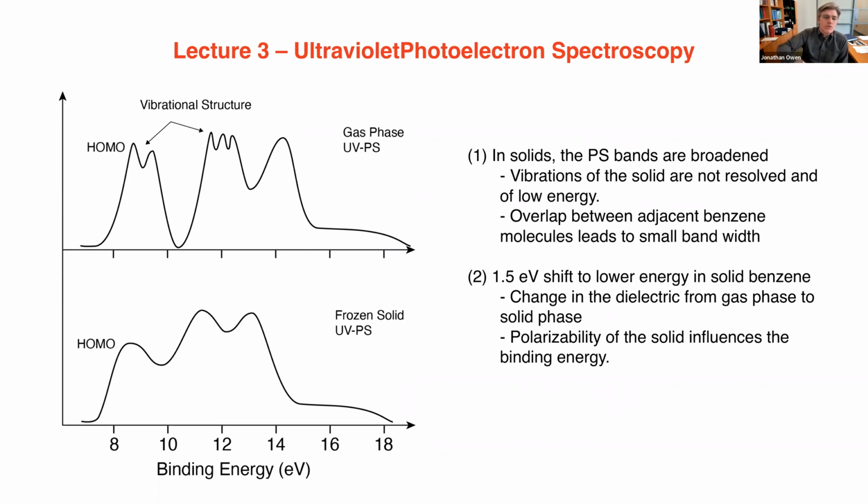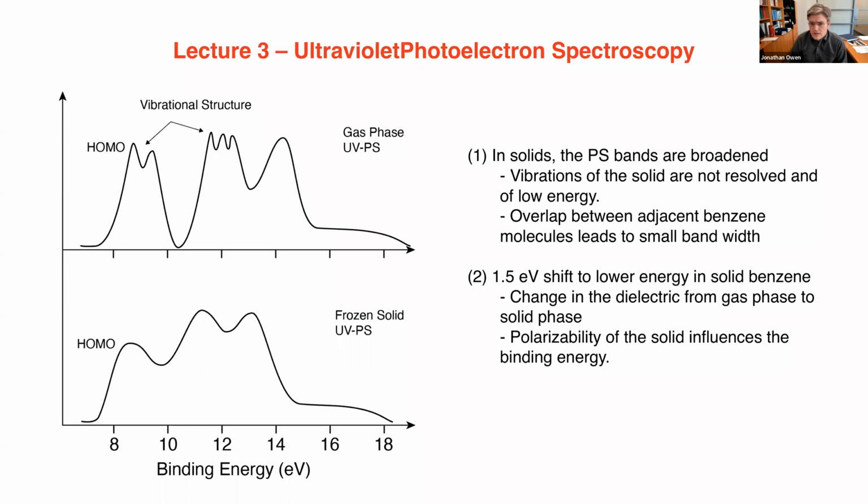Okay, so when you promote an electron out of a solid sample of benzene, the hole that you leave behind is sort of solvated by the dielectric medium. And that changes the energy of generating that hole, and that causes a slight shift in that spectrum. So the polarizability of the solid can influence the binding energy. That's basically caused by the dielectric change in the medium. Gas phase or the vacuum has a low dielectric constant compared to benzene.